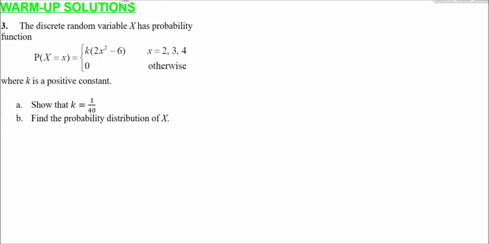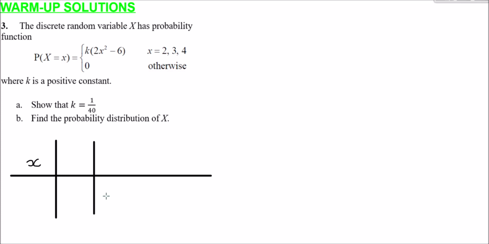So what we can do here is create a table of values. So we need to do what x is, and the probability that big X takes on that particular value for each particular one. So x, little x, is only defined for this discrete random variable for 2, 3 and 4. It's 0 elsewhere. So we just think of 2, 3 and 4. And the probability of it actually taking that particular value next.